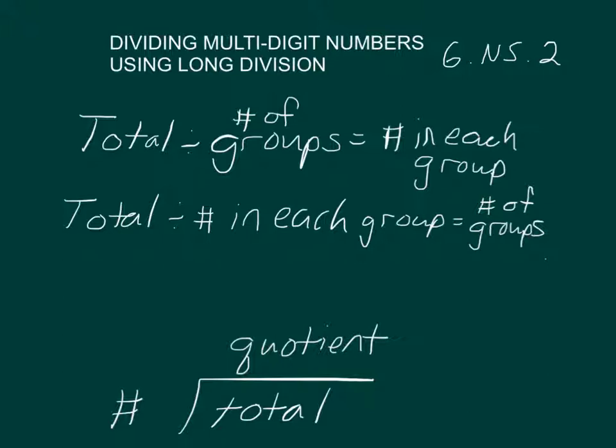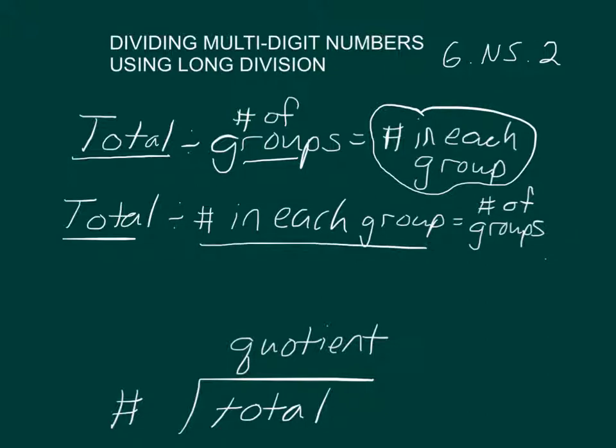When you divide, you take some total number and divide by the number of groups, and you'll get the number that are in each group. That's one reason you would divide. Another reason to divide is to take the total number and divide by the number in each group, and that would tell you the number of groups. Notice that these are kind of the same, just with these numbers switched around. The total is always the first number in the division problem.